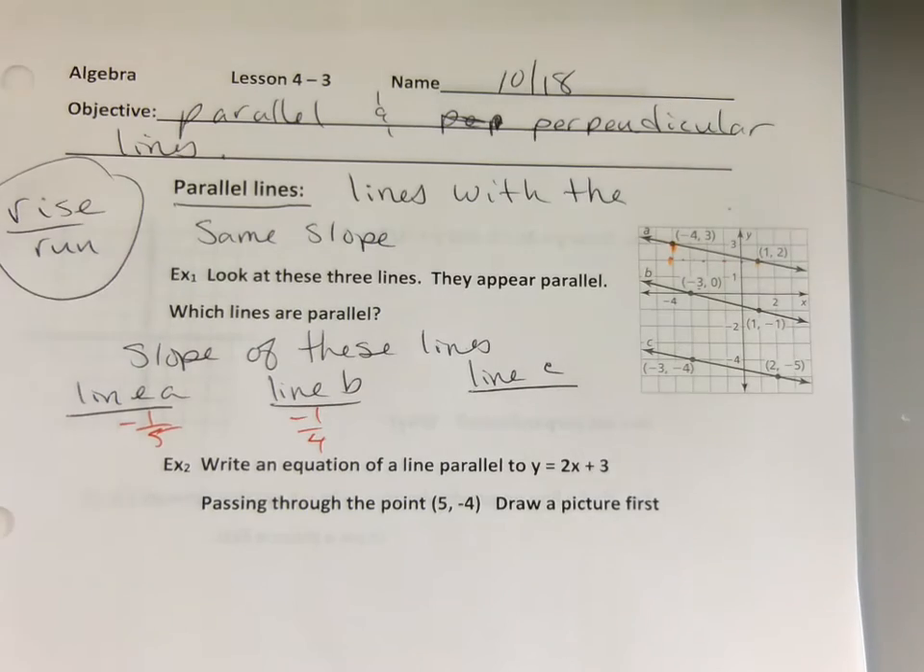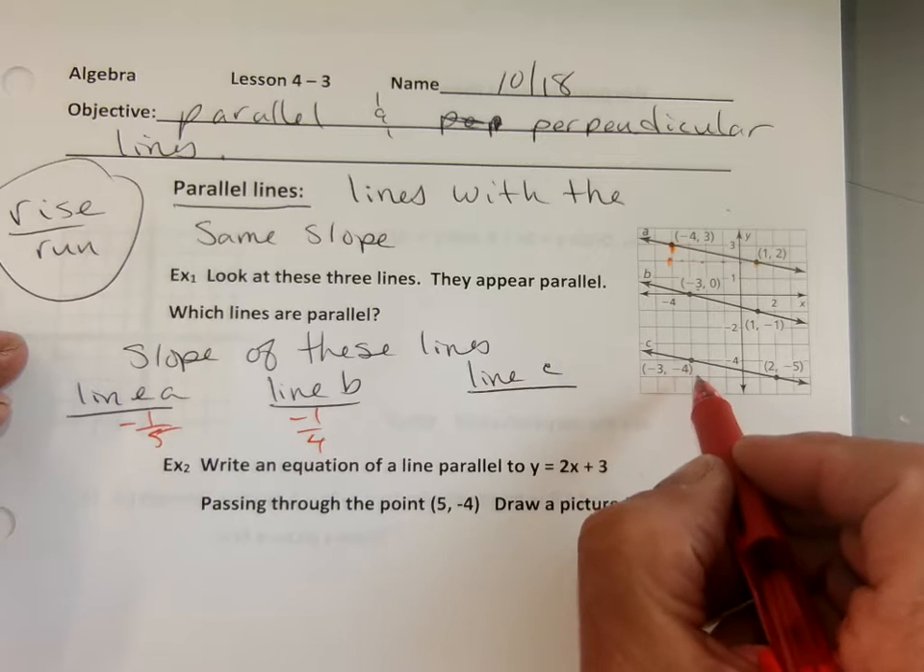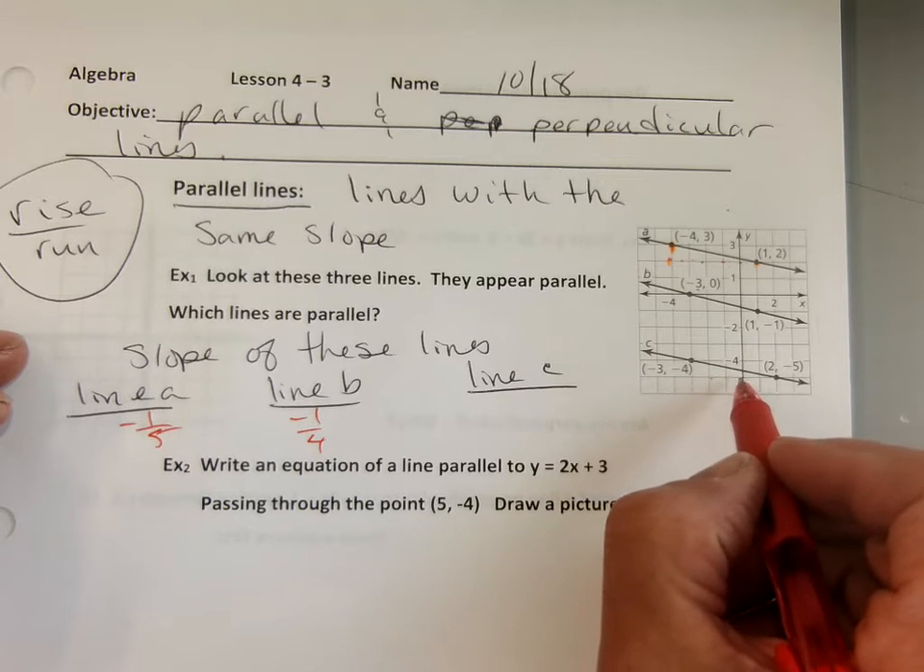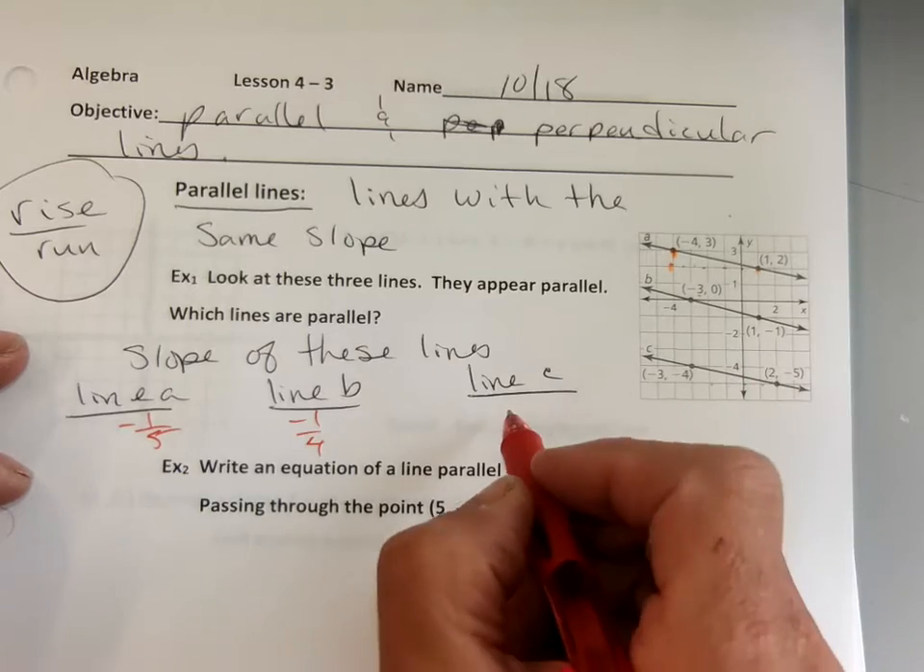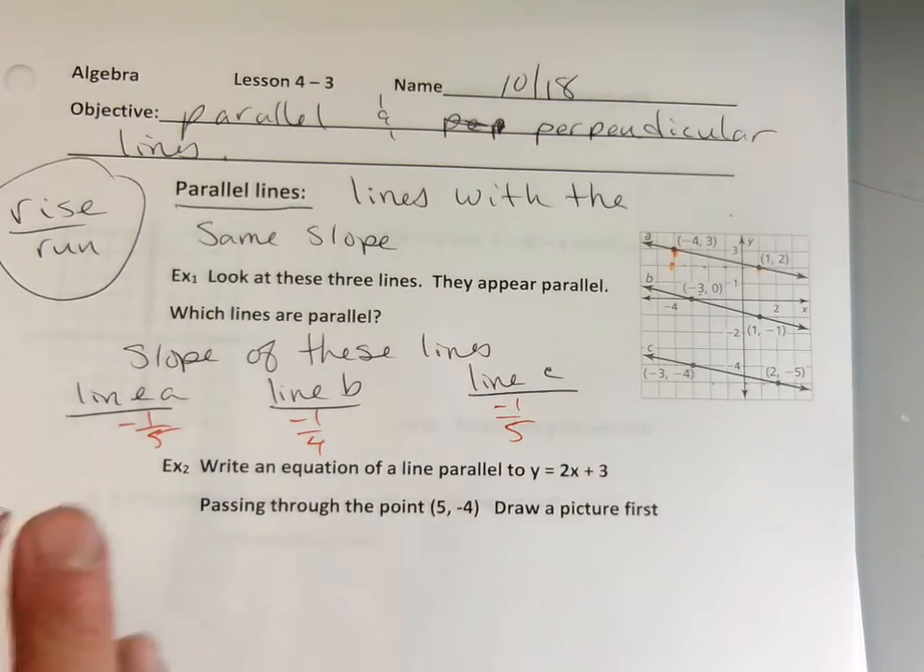So all I'm doing is walking down the stairs, right? Slope, walking down the stairs. Let's go from the point -3, -4 to 2, 5. So I'm going to go down 1 over 1, 2, 3, 4, 5. So down 1 over 5. So here's what I know. Line A is parallel to line C.